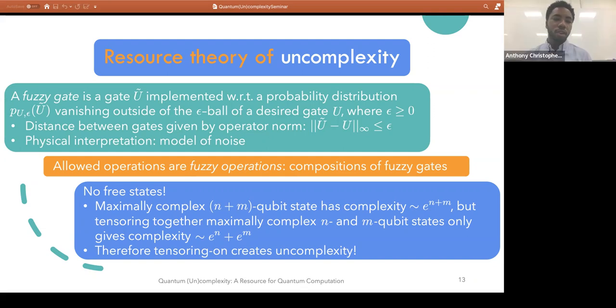Yes, I think I should go ahead and move on just to keep pace with the rest of the talk. But we can certainly discuss this issue about free states later.